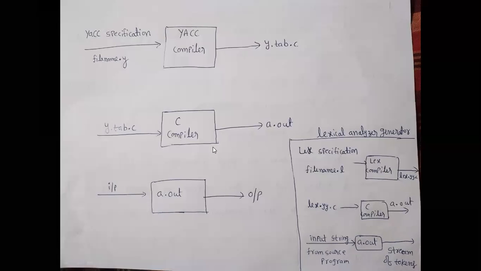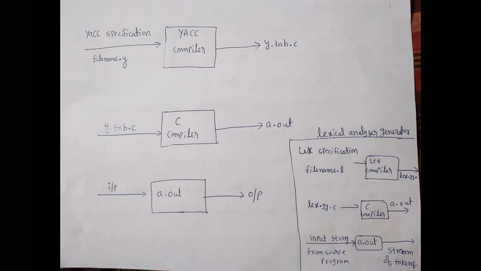Here it is also the same. We are using the C compiler. Here the stream of tokens can be converted into the syntax tree or parse tree by using this diagram. Okay, so this is the difference between the lex analyzer generator and the YACC parser generator. Here we are using dot l in the lex compiler, and dot y in the YACC compiler. So here we are taking the source program as the input, and by using the lex tool, we can convert it into a stream of tokens.